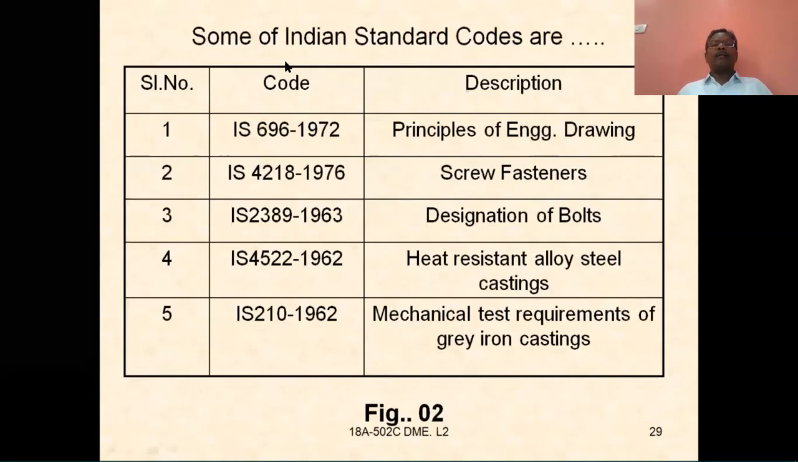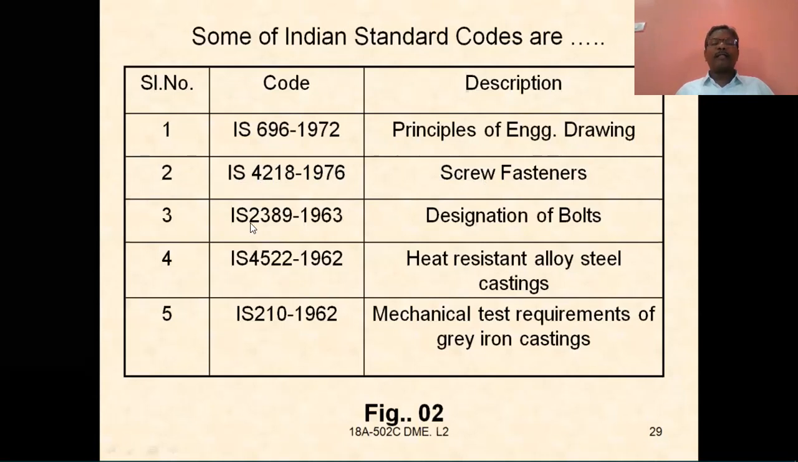Now let us see some of the Indian standard codes. This is the code and the relevant description: IS 696 1972. This code is useful for principles of engineering drawing. Okay, and next is IS 4218 1976. IS means Indian Standards, and this is the code and this is the year of establishing these standards. So, screw fasteners.